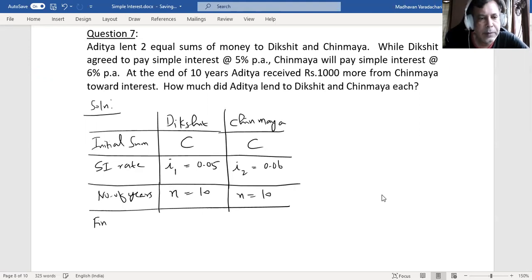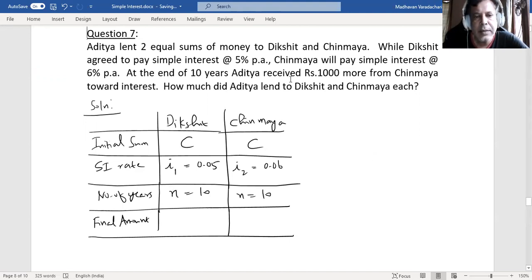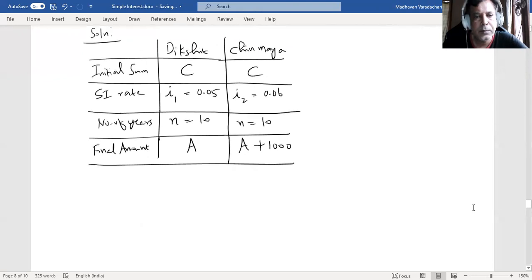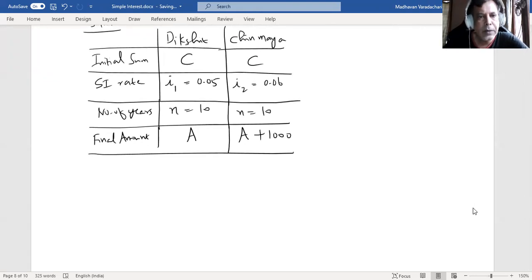The final amount. At the end of 10 years, Aditya received rupees 1000 more from Chinmaya. Suppose I consider Dikshit's final amount as A, then Chinmaya's amount will be A plus 1000. That is what is given in the question. So we have now A, that is Chinmaya's amount, sorry, Dikshit's final amount.